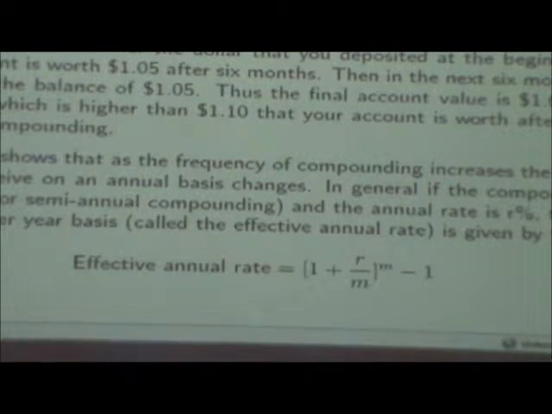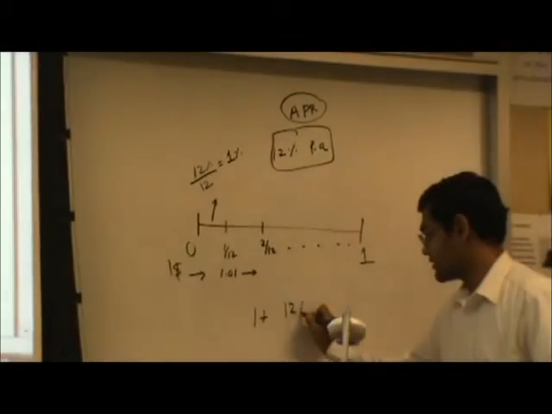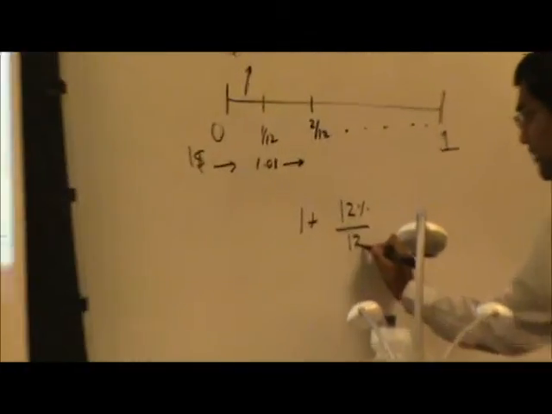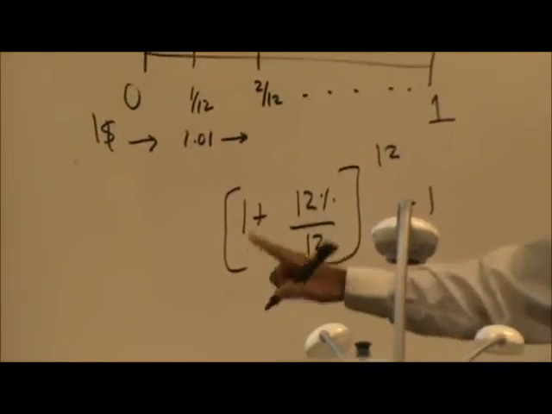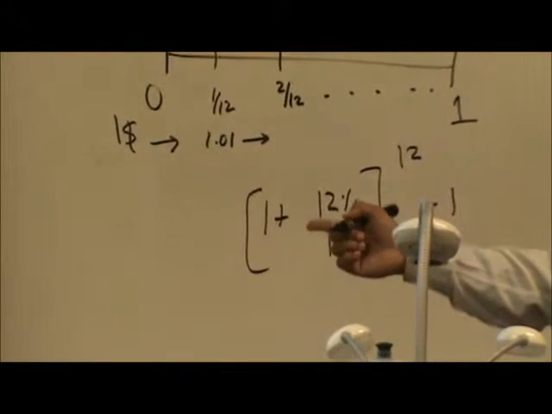So I can write it like this: 1 plus the APR is 12%, so 12 compounding periods, so divided by 12, to the power 12, minus 1. So this is one way in which you would see the formula for the effective annual rate.